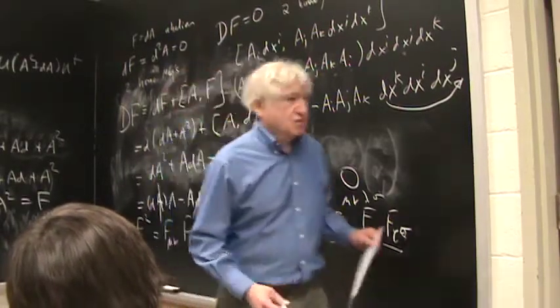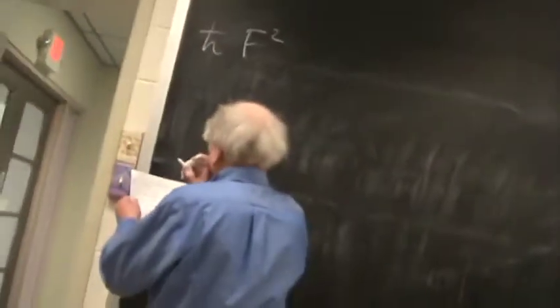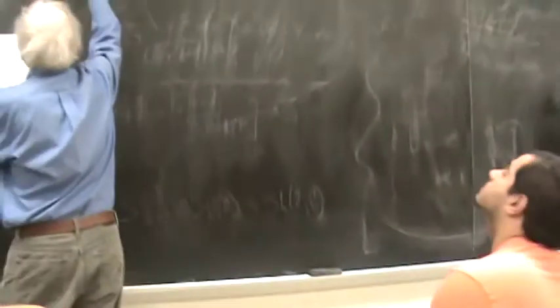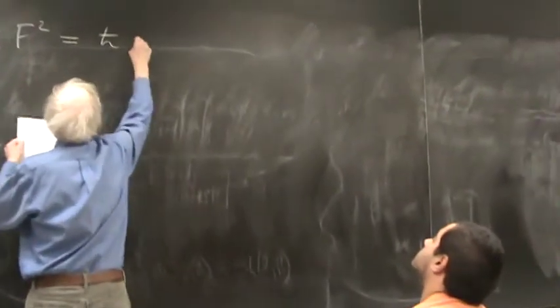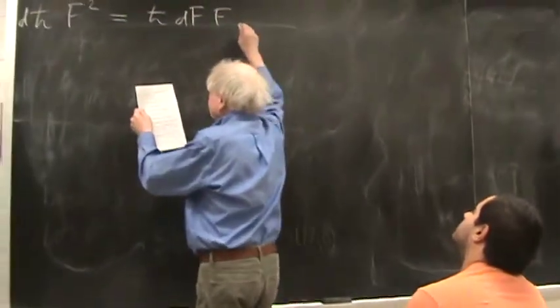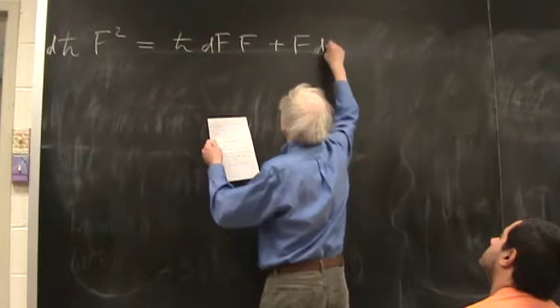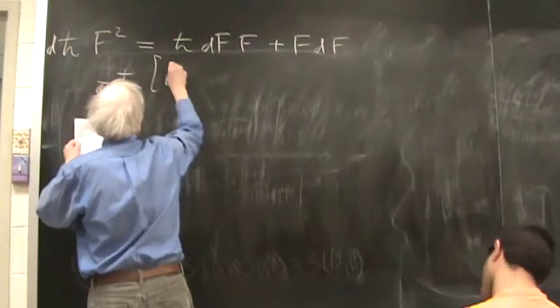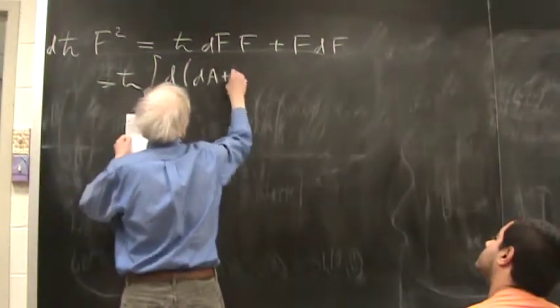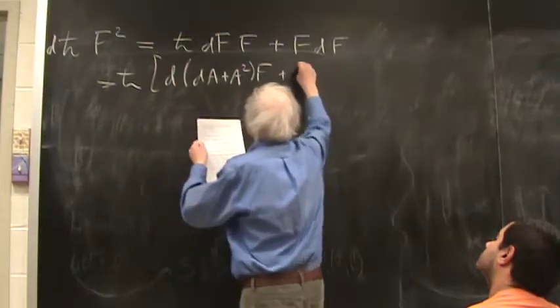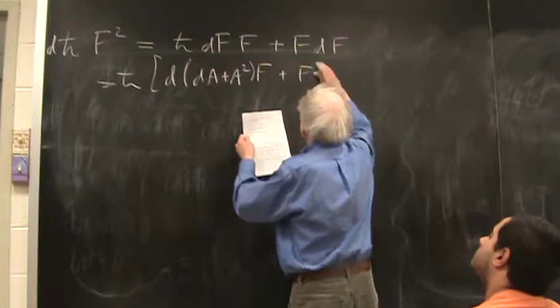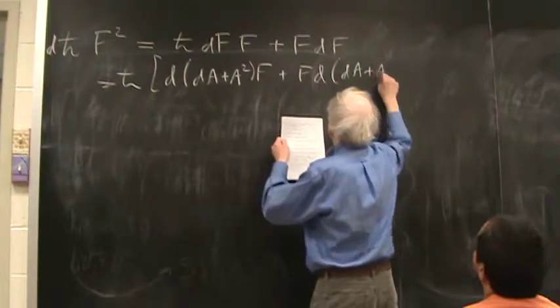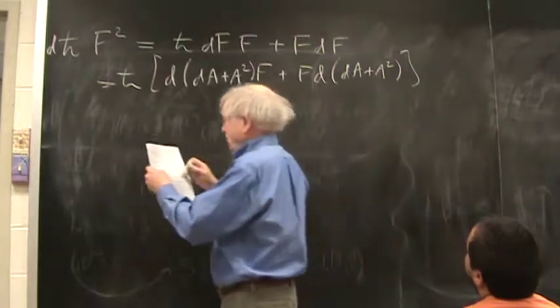Let's consider the trace of F squared. And in fact, let's consider the exterior derivative of the trace of F squared. Well, that's going to be the trace of dF F. F is a two-form, so it's plus F dF. Okay, so this is the trace of d of (dA plus A squared) F plus F dF. So it's all that.